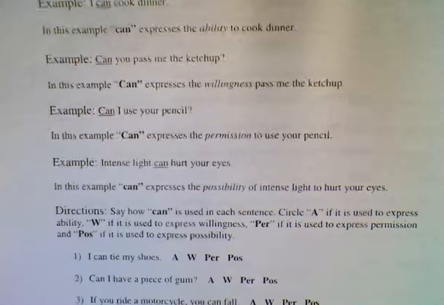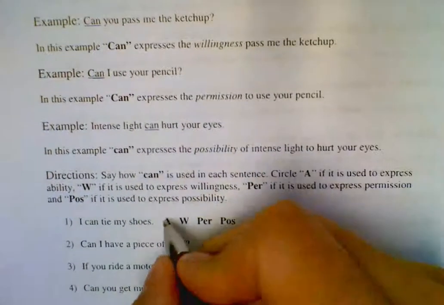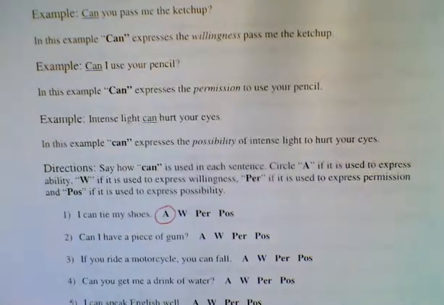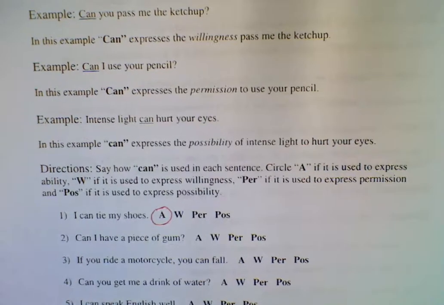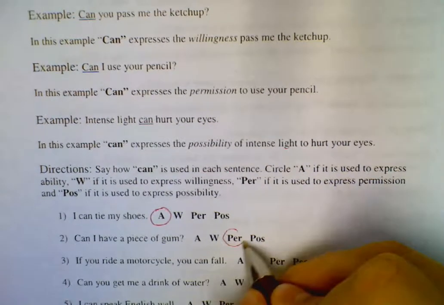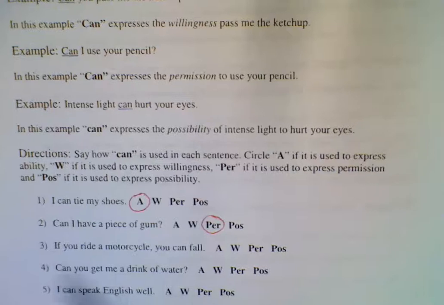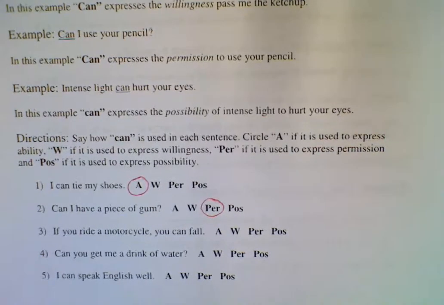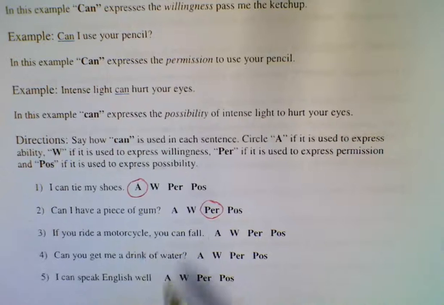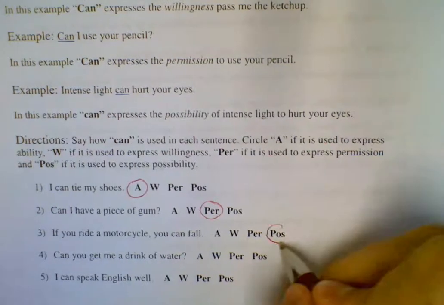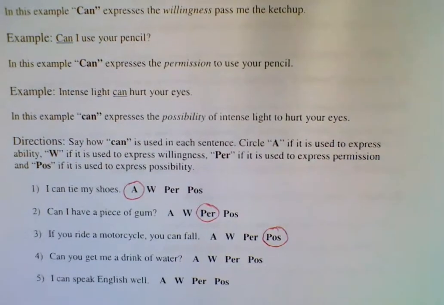Number one, I can tie my shoes. Well, it's saying I have the ability to tie my shoes, so I would circle A for ability. Can I have a piece of gum? Well, that would be asking permission, so I would circle P-E-R. Number three, if you ride a motorcycle, you can fall. That's a possibility that you could fall, so you would circle possibility.